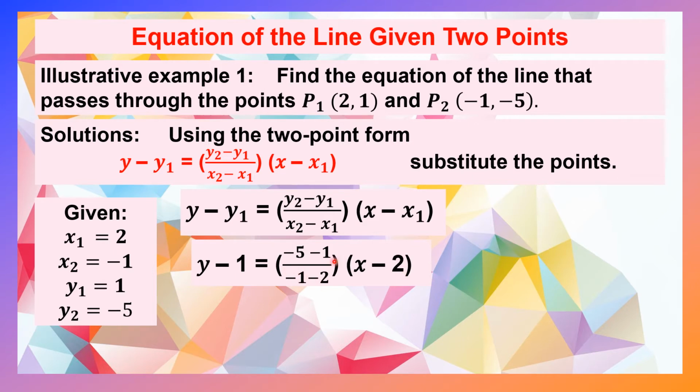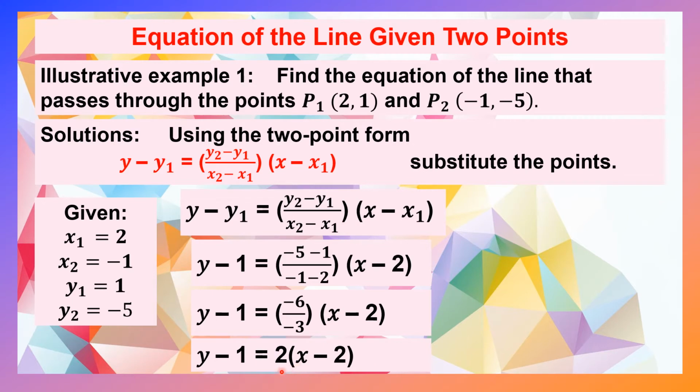So, simplifying this, first copy natin yung y minus 1, then yung equal sign. And then, negative 5 minus 1 is negative 6. Then, negative 1 minus 2 is negative 3. And then, copy x minus 2. So, simplifying this further, negative 6 divided by negative 3 is equal to positive 2. Then, just copy y minus, then the equal sign, at yung ating x minus 2.